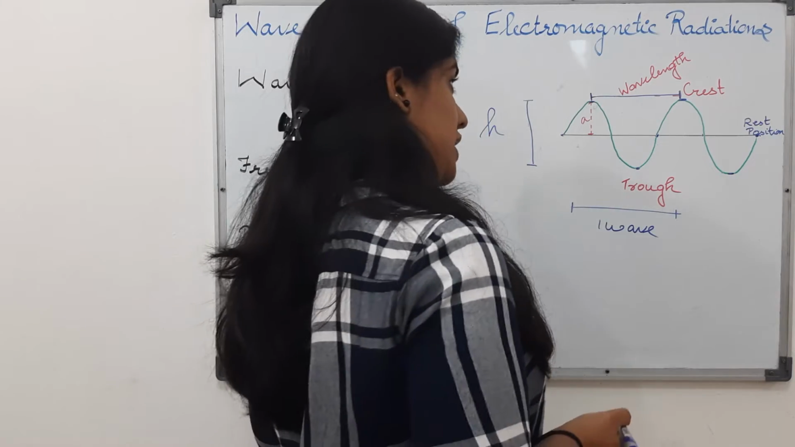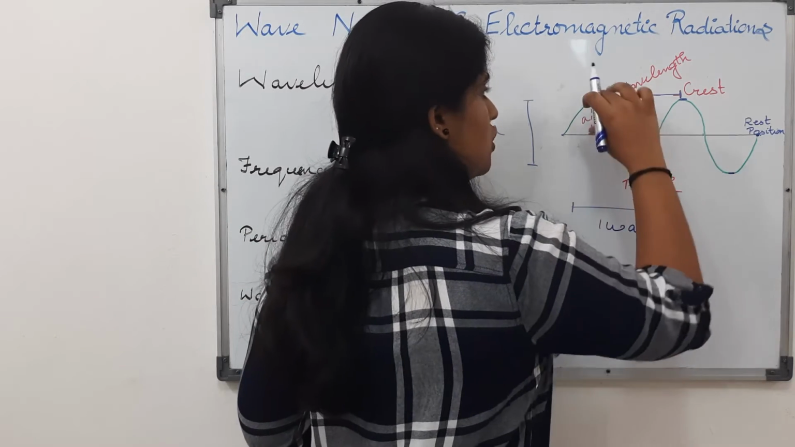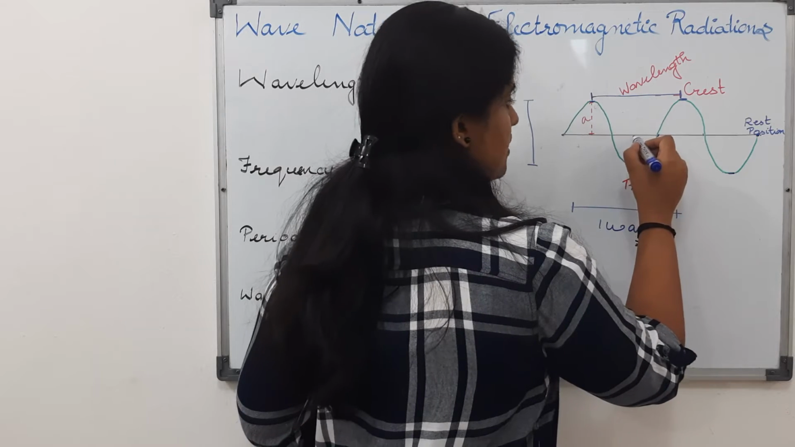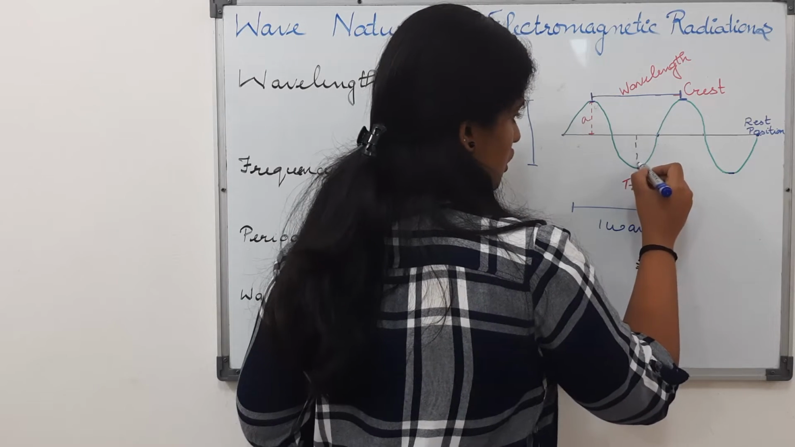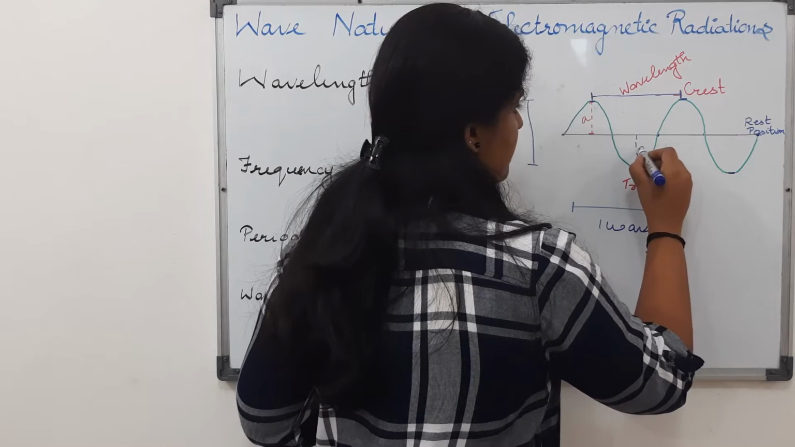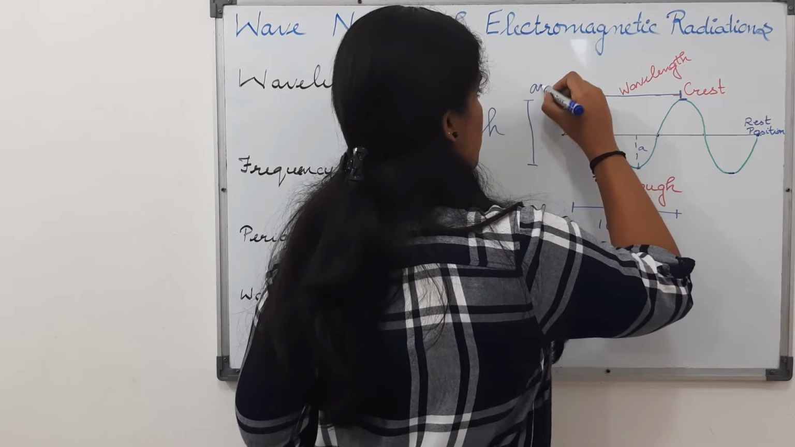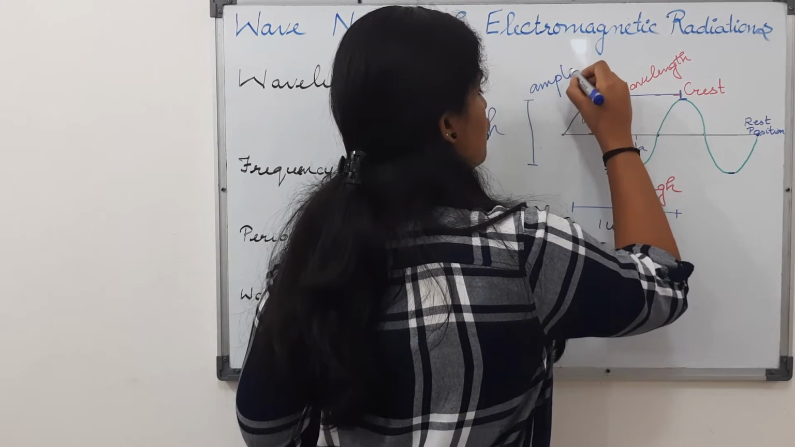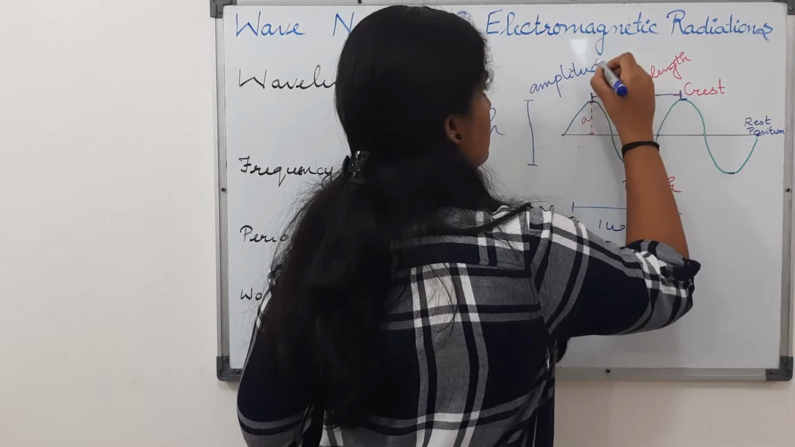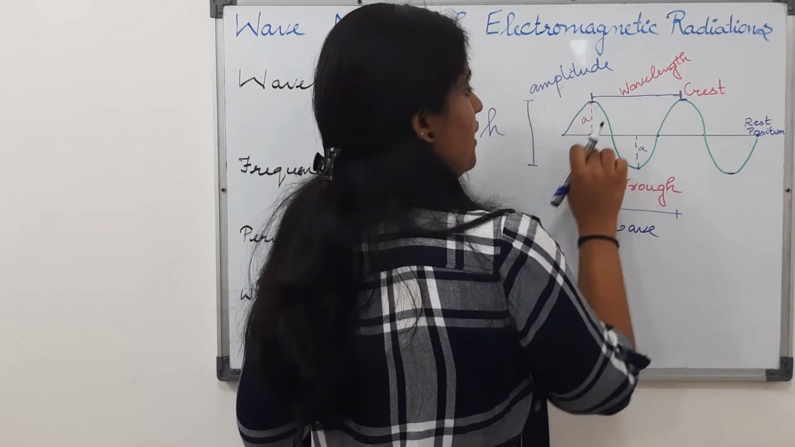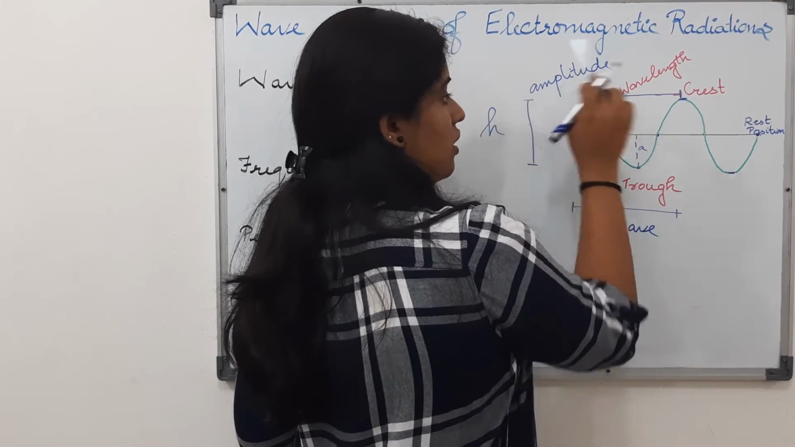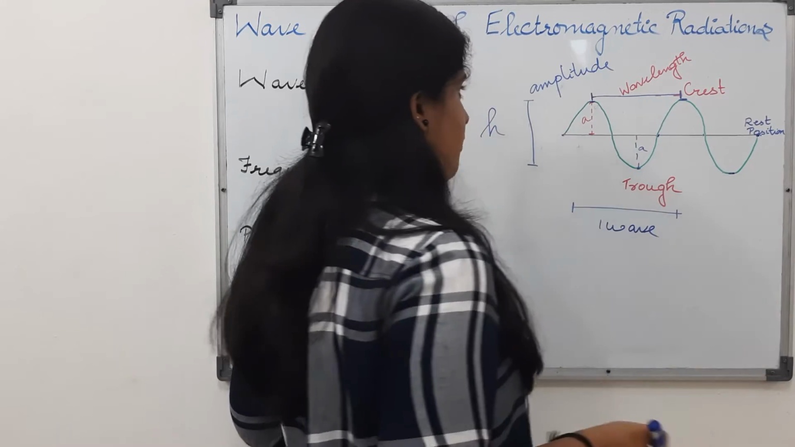And now half of that, that is from the rest position to the crest, or this distance from the rest position to the trough, this distance is A, or it is amplitude. The amplitude of the wave will be half the total height of the wave. That will be the distance from the rest position to either the crest or from the rest position to the trough.